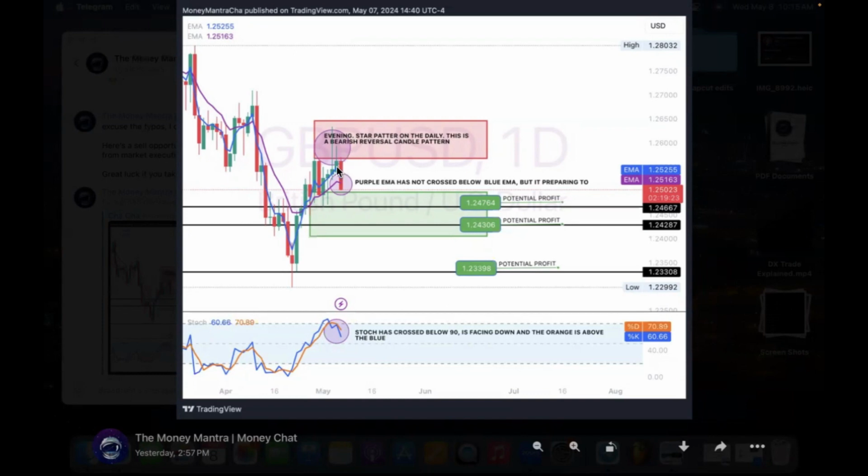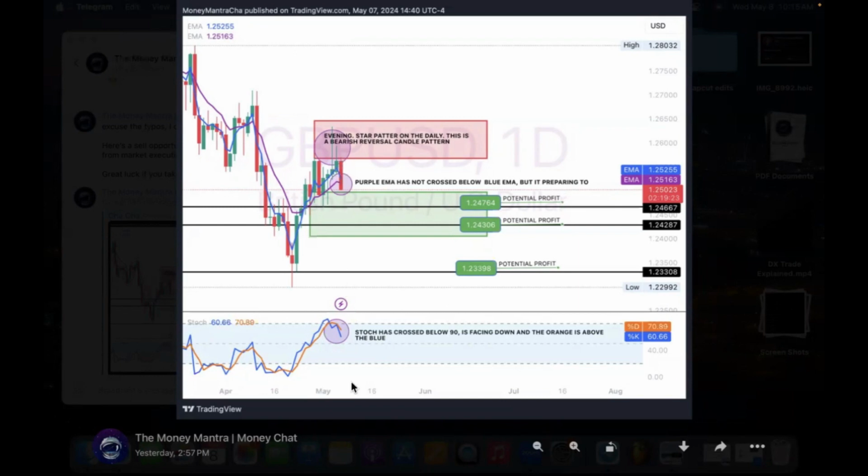So the first thing I actually noticed was this evening star pattern here. Now, if you're not familiar with candle patterns, lucky for you, I actually do have a playlist on candles, and I do have a video specifically on the evening star pattern. Now, if you are someone who still needs help understanding price action and candlesticks, then the Candlestick Trading Bible is a great resource. It's also something that comes with the course, or you can simply watch my videos.